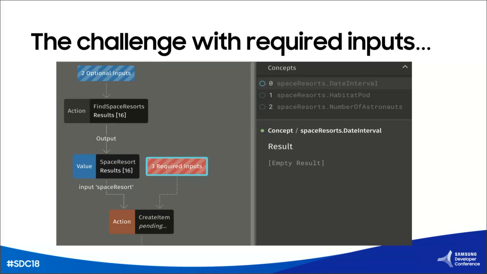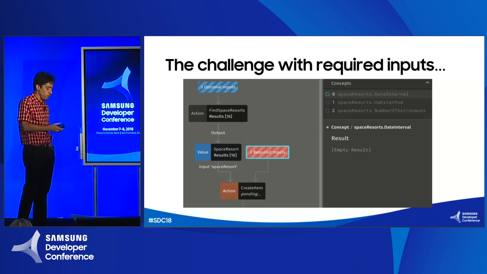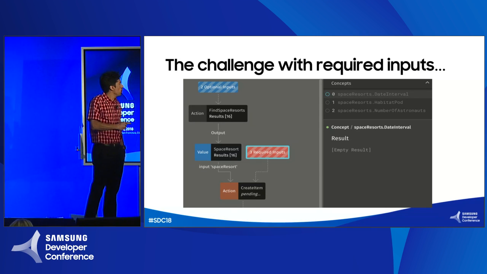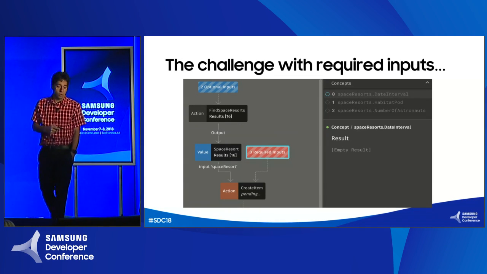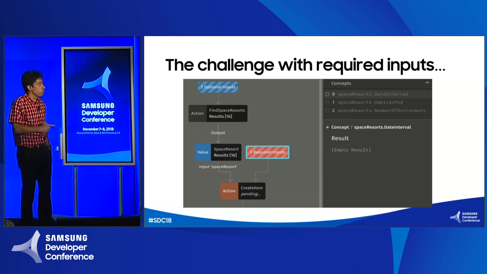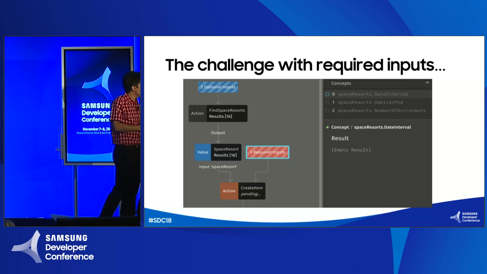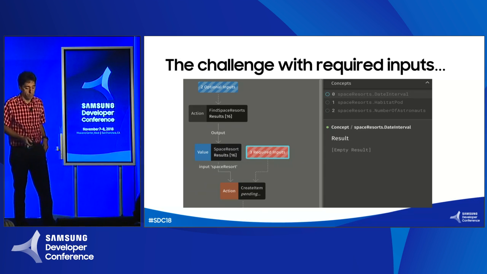So one thing, if we zoomed into the plan that I showed you earlier for making a reservation, if somebody just says, book a space resort, there's a lot we need before we can actually make the reservation. And those are what we are going to prompt the user for. So we need to know when they want to go, where they want to go, and how many people are traveling.